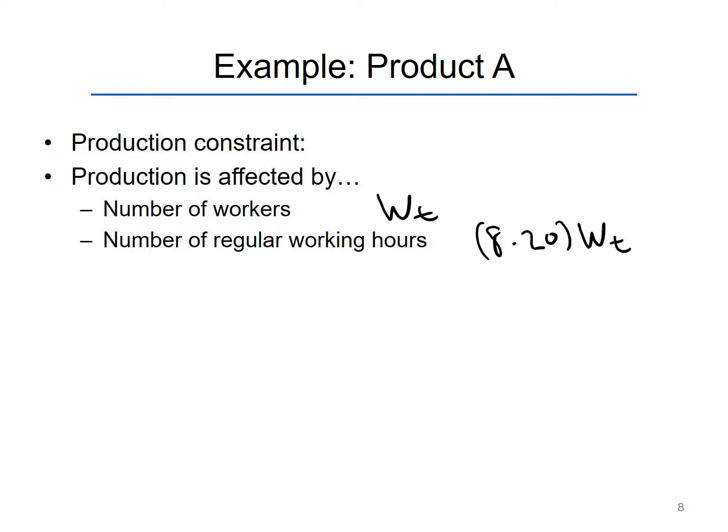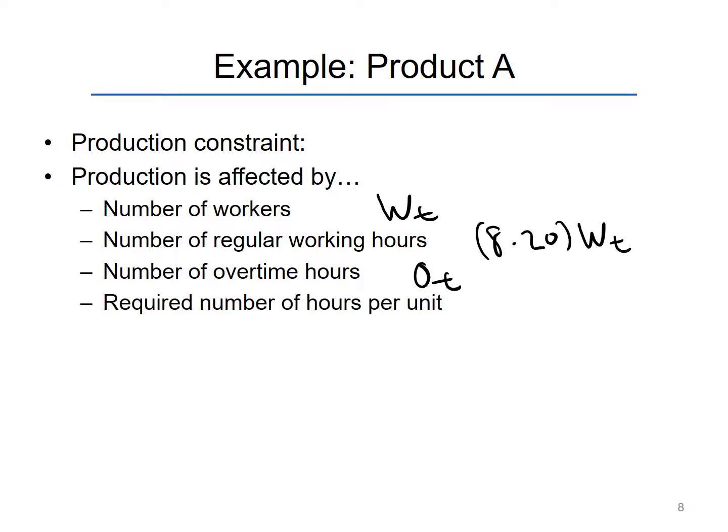This is the total number of hours available. We can't exceed this. We also do have overtime hours though, which is OT. And we also know that the required number of hours per unit is 3 hours per unit. So every unit of product A that we produce is going to take up 3 worker hours. Okay, so we're actually ready to create our production constraint.